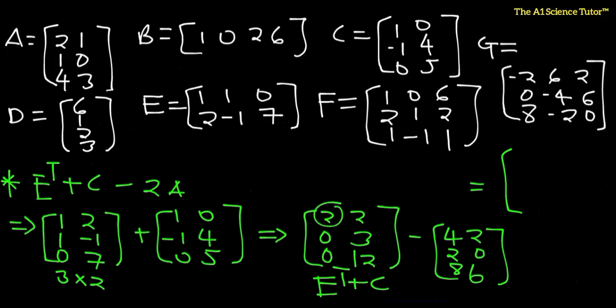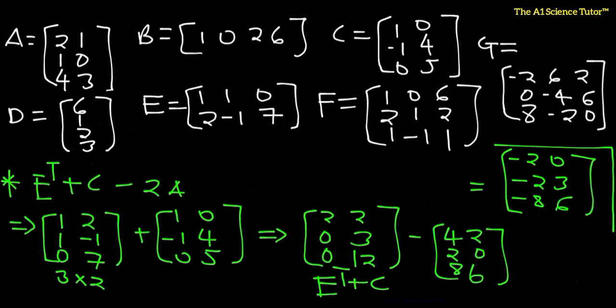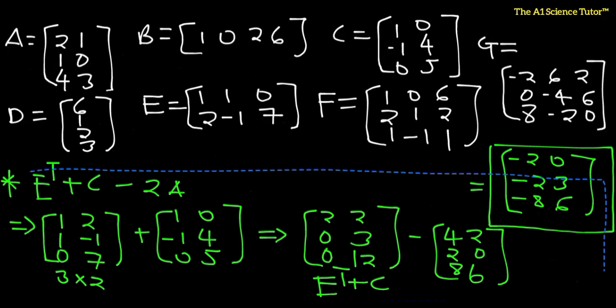Now this is going to be 2 minus 4, which gives us negative 2. Then you have 2 minus 2, that gives us 0. Then this is going to be 0 minus 2, which basically forms a minus 2 there. And this is 0 minus 8, which gives us minus 8 there. Then we have 3 minus 0, which is going to be a 3. Lastly, we have 12 minus 6, which gives us 6. So this is going to be the answer to the question. Now try this last one.